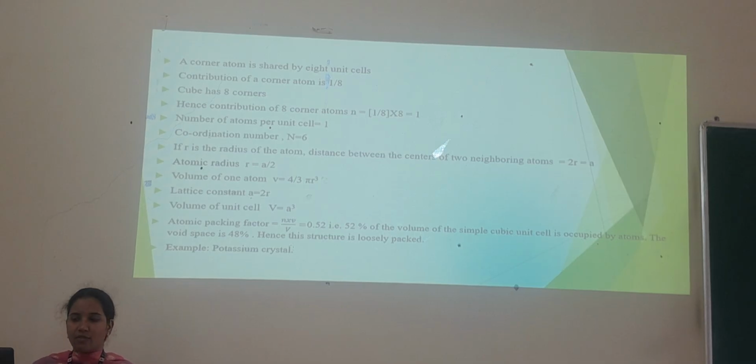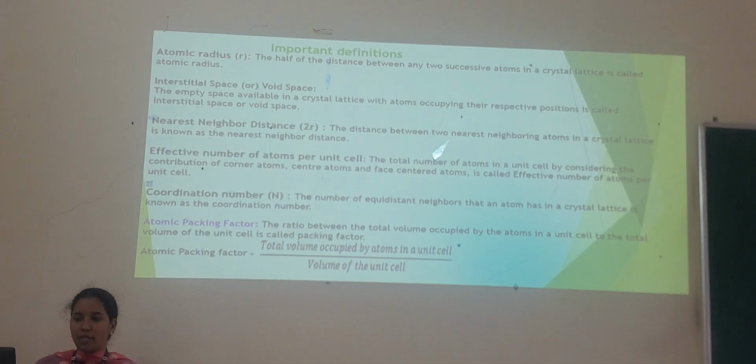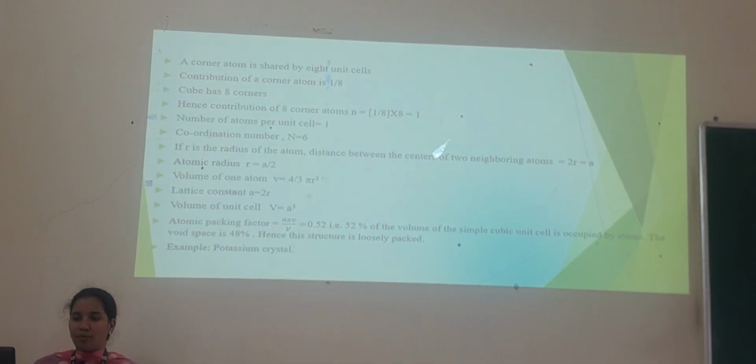Lattice constant a is equal to 2r. Volume of the unit cell V is equal to a cube. Atomic packing factor, the formula which I have explained here, is the total volume occupied by atoms in a unit cell to the volume of the unit cell. Through that formula we will get 52% of the volume of the simple cubic unit cell is occupied by atoms.